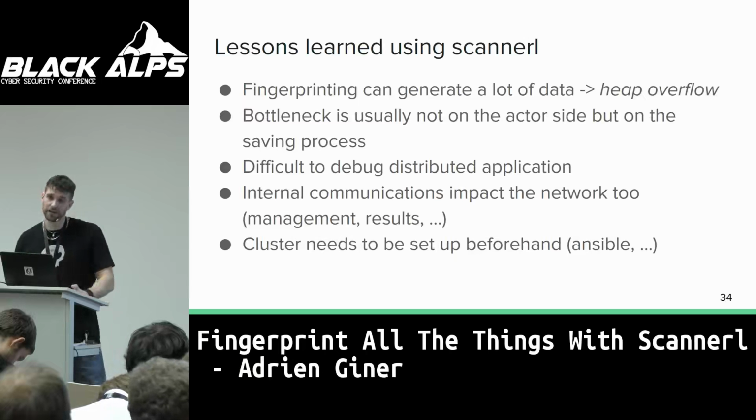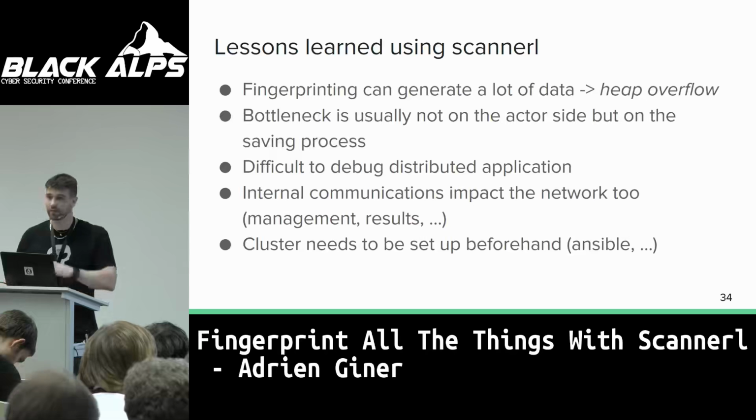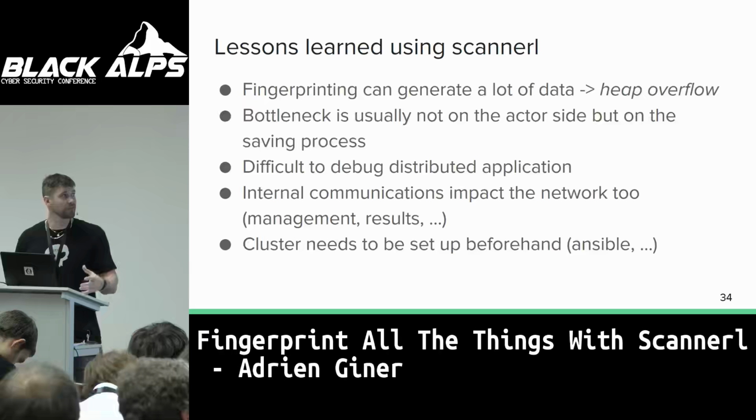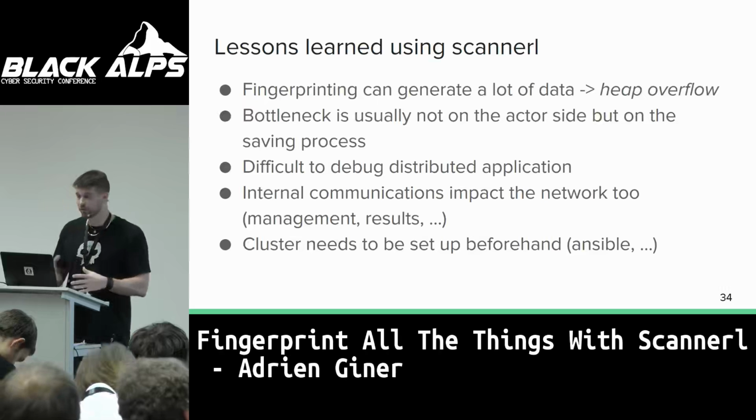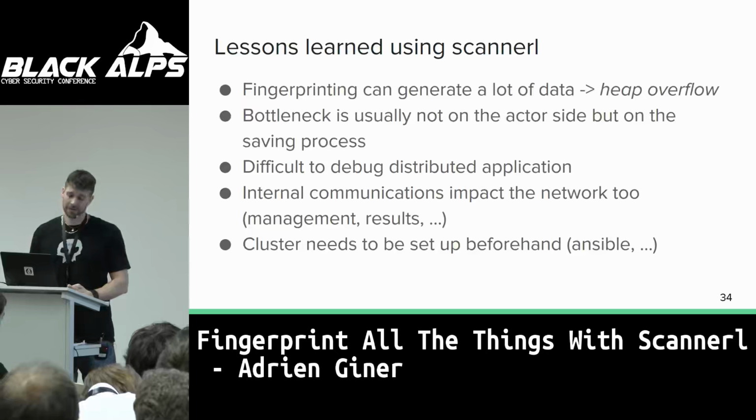Also, the bottleneck is not how we would think in the actor side, so the side where we connect to the remote host, but more on the saving process. So it means that it's not always the perfect solution to add more minions to process the targets faster, but more how do you handle those results? How do you save those results, for example, to a file? It's also pretty difficult to debug a distributed application. If you've done that, you know what I mean.